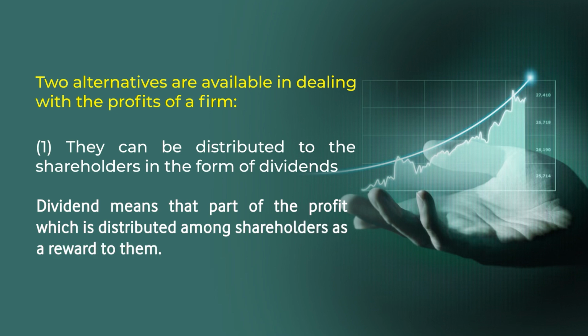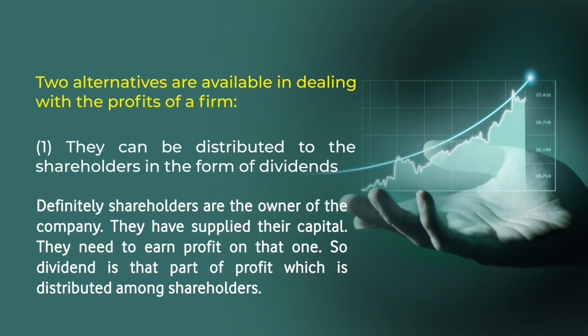Let me let you know, dividend means that part of the profit which is distributed among shareholders as a reward to them. Definitely, shareholders are the owners of the company, they have supplied their capital, and they need to earn profit on that. So, dividend is that part of profit which is distributed among shareholders. Or a finance manager can decide we will not distribute the whole amount of 30 crore rupees profit, rather we will go for reinvestment. The quantum of profit which is not distributed among shareholders is called retained earnings.